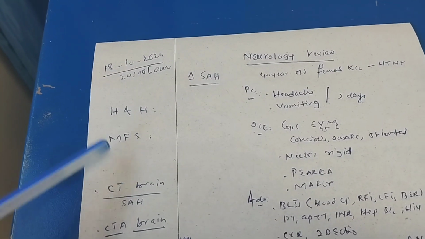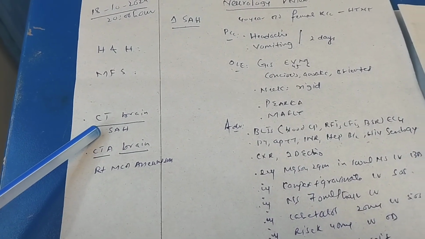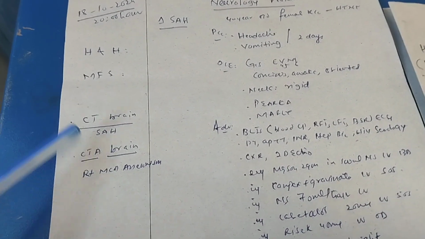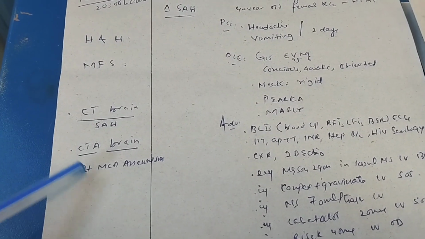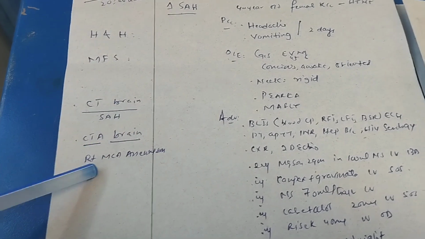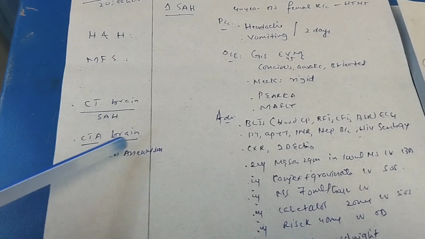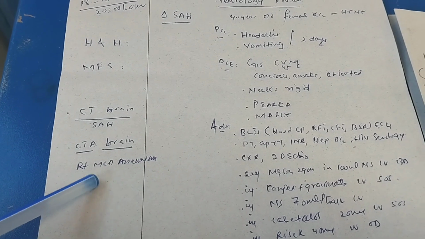One is called HNH, the other is called MFS. As this patient was diagnosed on CT brain, the next investigation, as I already explained in many videos, is a CT angiogram, because the majority of causes of SAH are aneurysms. The CT angiogram will show us the aneurysm, and on doing it, this patient had a right MCA aneurysm.